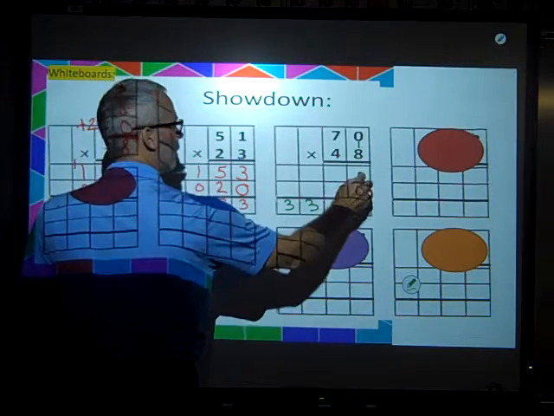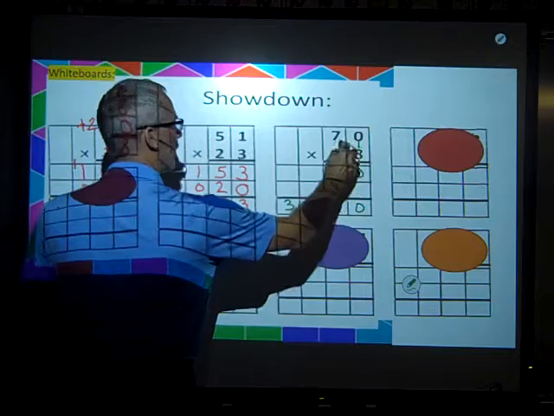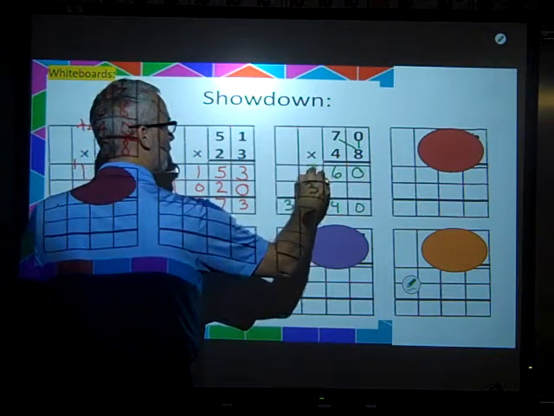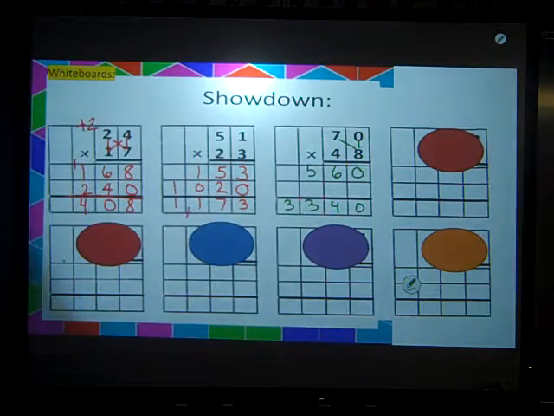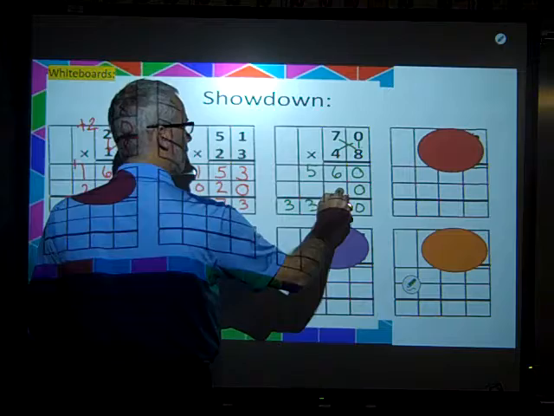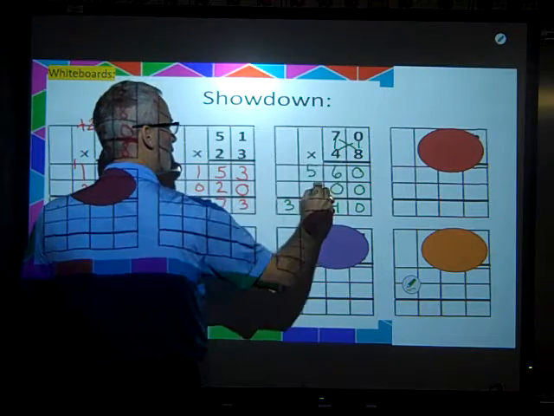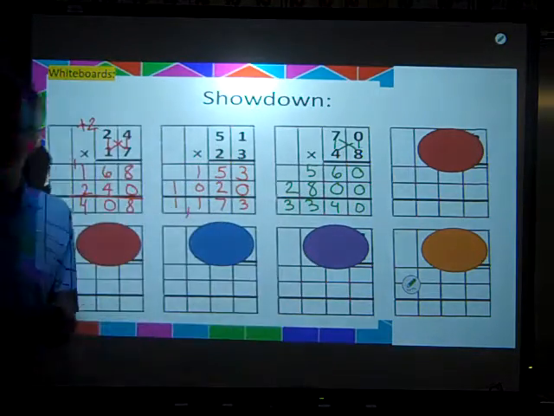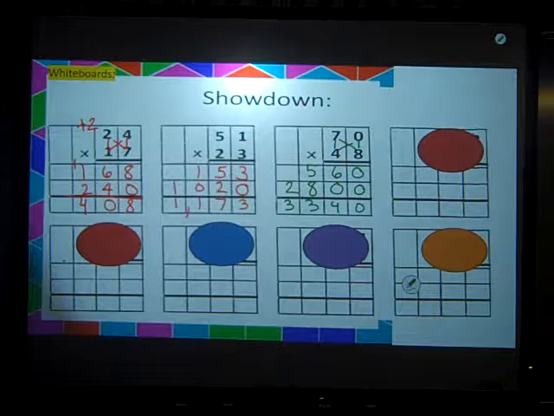8 times 0. 0. 8 times 7. 56. Do you have that row? 560? You do? Okay, so that's not a 0 on the end. 4 times 0 is, again, 0. 4 times 7 is? 28. Do you have that row? Where's your mistake? On the 28.